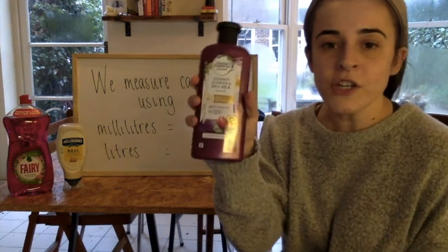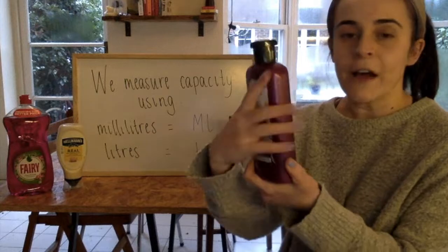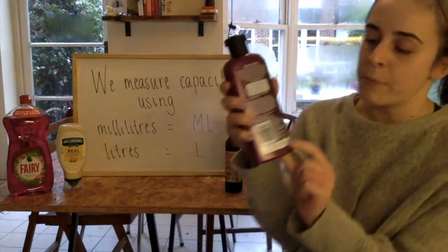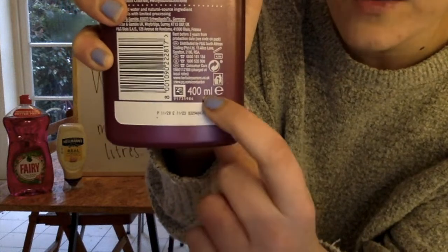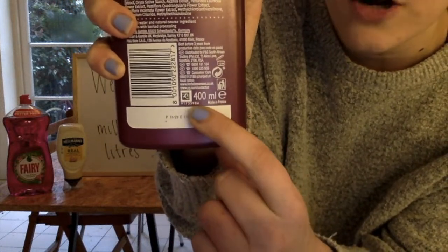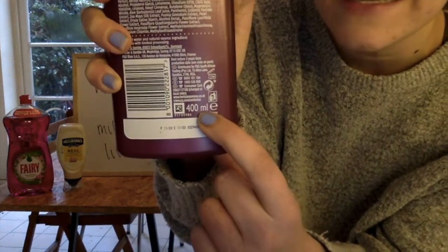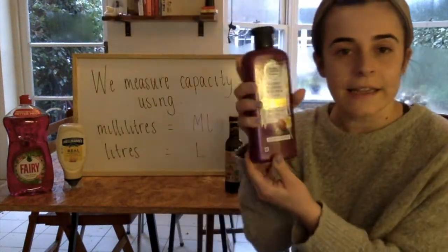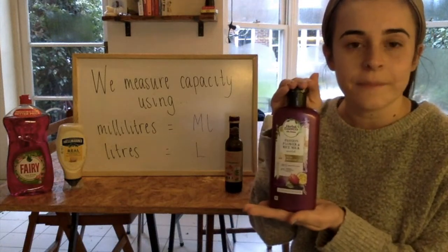Now I want you to pick up one of your items, and I want you just to have a look. So say, for example, if I'm looking at my conditioner, if I turn it to the back, I'll bring it nice and close for you, you'll be able to see exactly how much this container can hold. So I can see that in my conditioner, there are 400 millilitres of product in this bottle. So this bottle can hold 400 millilitres.